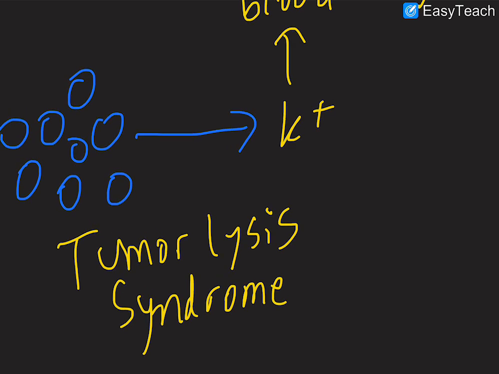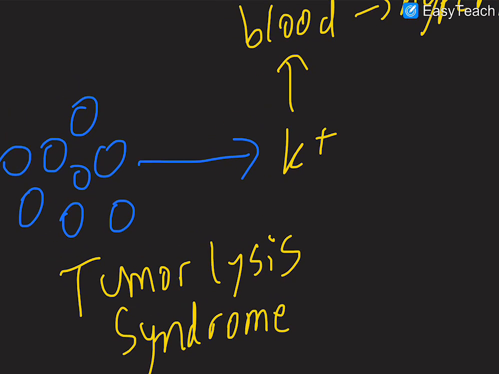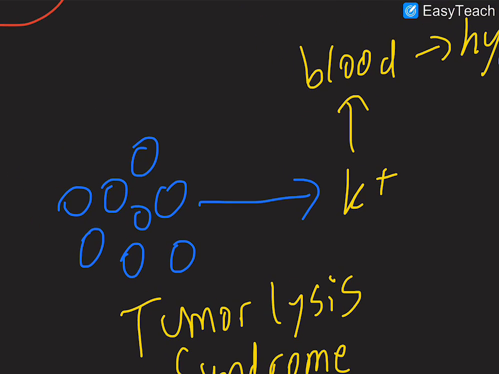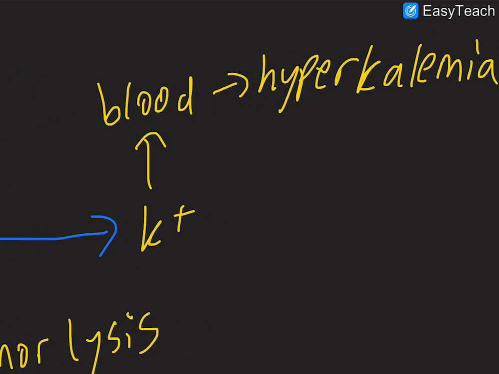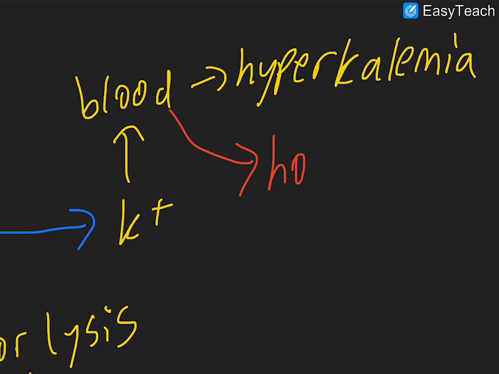And also, usually your cells are maintaining low calcium levels inside your cytoplasm, right? There's more calcium outside your cells than in your cytoplasm. But if you start lysing all these tumor cells, then the calcium can start leaking in from the blood, right? So if your blood vessel's right here, you can have calcium coming from your blood and leaking into your cells. So we can have things like hypocalcemia, right?